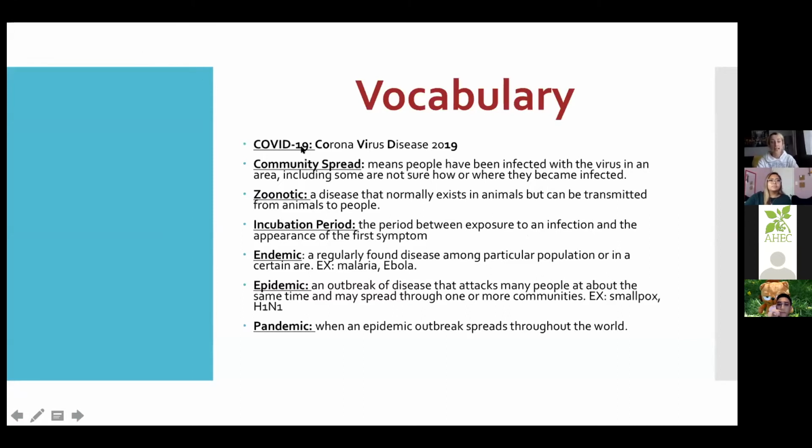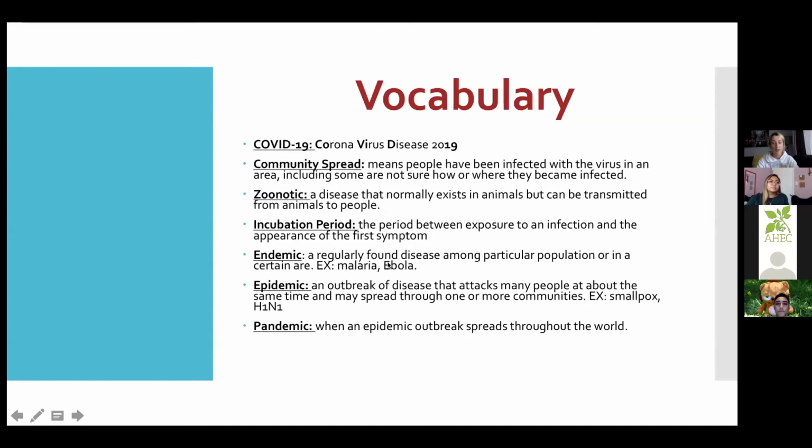COVID-19 stands for Coronavirus Disease 2019. Community spread means people have been infected with the virus in the area, including some who are not sure how or where they became infected. Zoonotic: a disease that normally exists in animals but can be transmitted from animals to people. Incubation period: we hear a lot about it, but do we really understand the meaning? It is the period between exposure to an infection and the appearance of the first symptom.